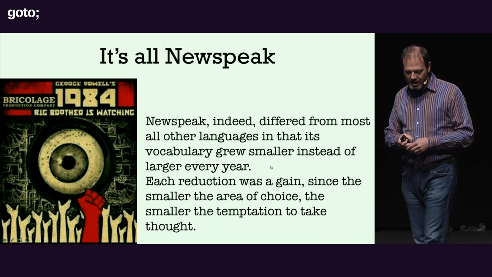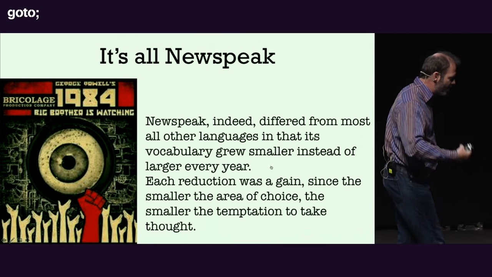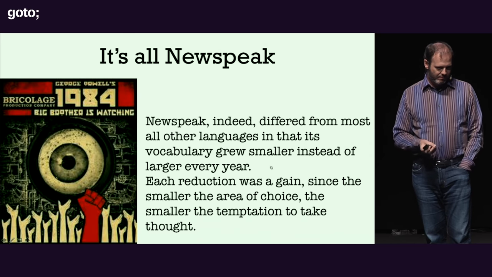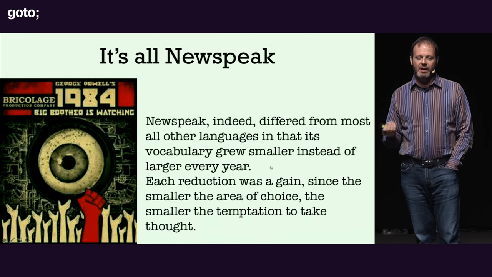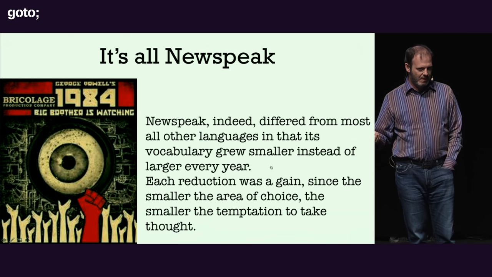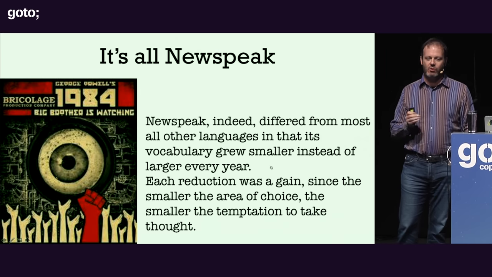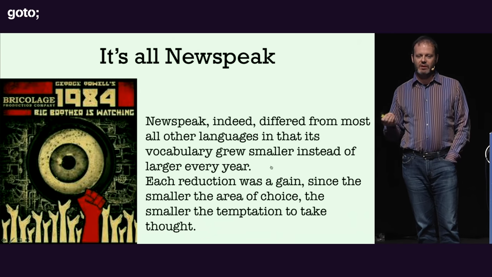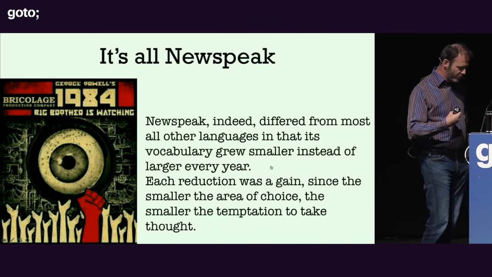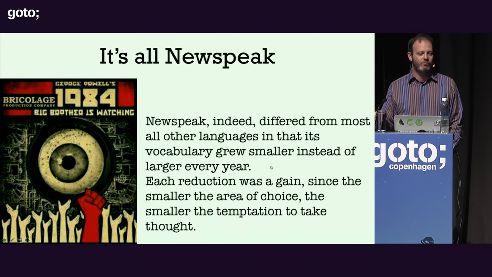How many people have read 1984 by George Orwell? Wonderful book. So one of the core elements of 1984 is the concept of newspeak. The totalitarian government in 1984 wants to limit the ability of its citizens to think. So they realize that replacing English with a new language called newspeak, which is a very small subset of English, would limit the thoughts people could have. The goals of newspeak were to make subversive thoughts literally impossible to formulate.